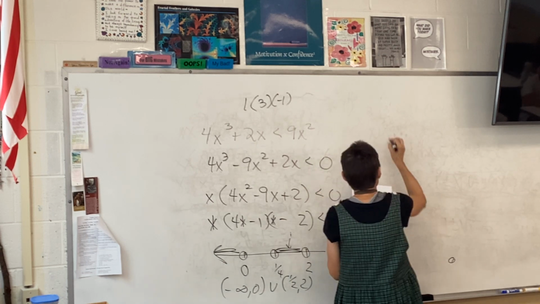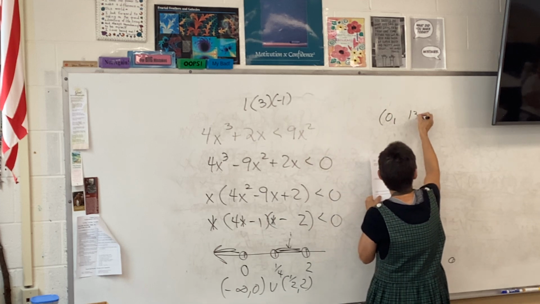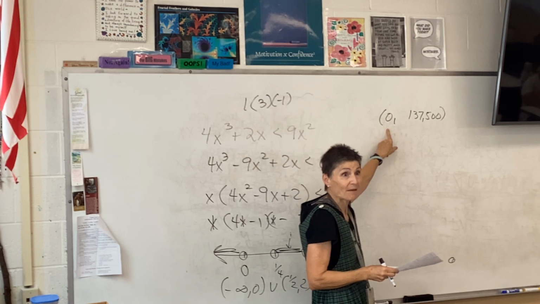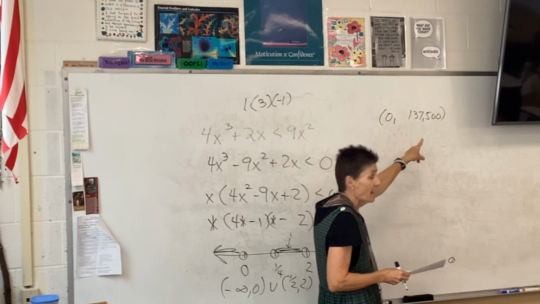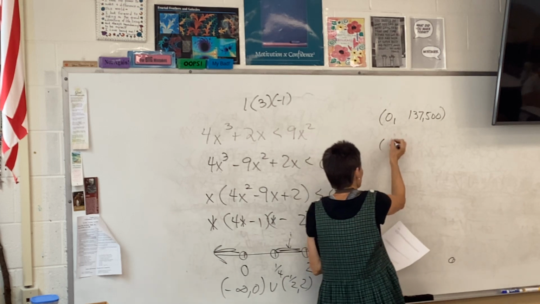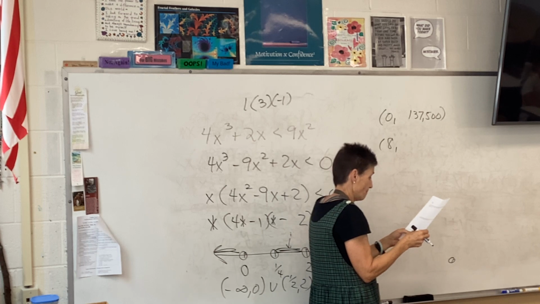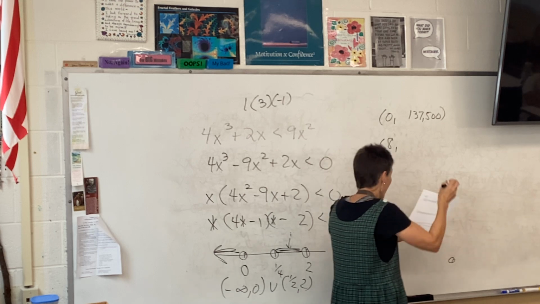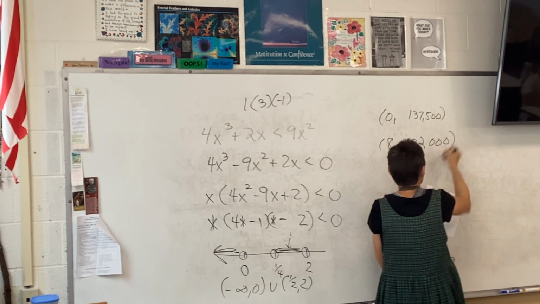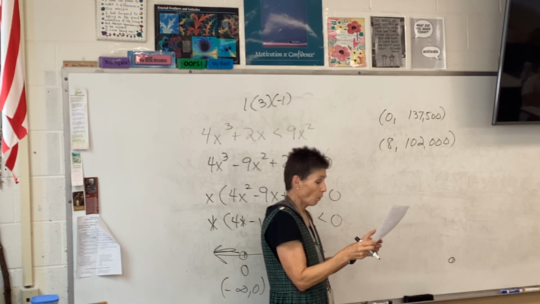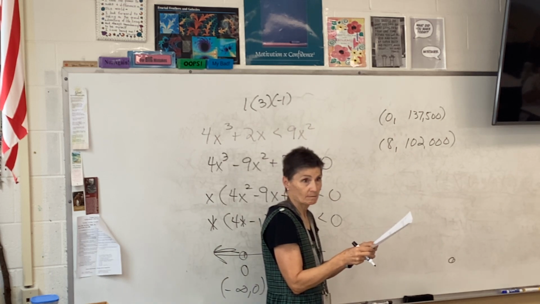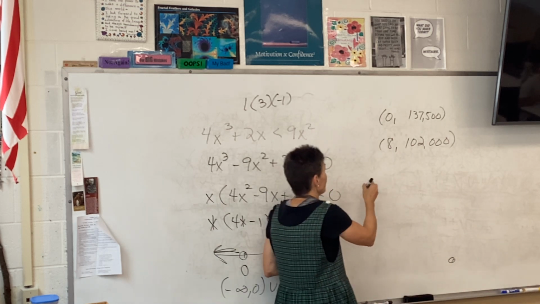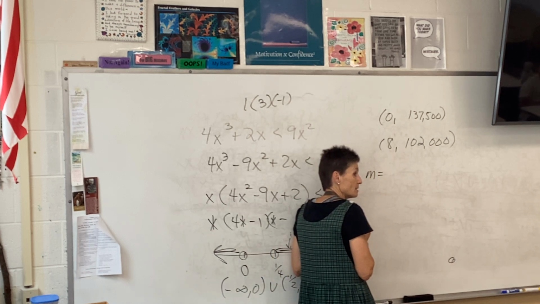So I am going to think about this as a couple of ordered pairs. 0 years after purchase, so in other words, at the time of purchase, that was the house value. 8 years later, it was $102,000. So what do I have here? 2 points. My directions say write a line. So what do I need to do to write the equation of a line? I need to find the slope.